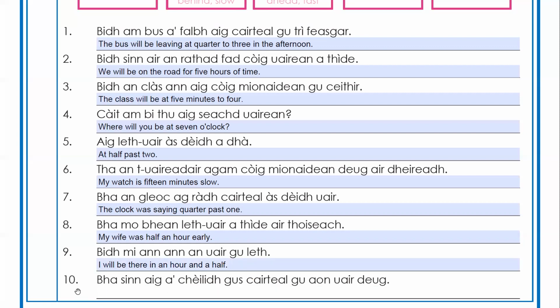Bha sinn aig a' chèilidh gu cairteal an dèidh aon uair deug. So bha sinn, we were, aig a' chèilidh, at the céilí, which is a Scottish dance. We don't need to really translate that. If you're in Scotland, certainly people will know what you're talking about if you say, I was at the céilí. Gu cairteal an dèidh aon uair deug: until is the first gu, cairteal, quarter, past, aon uair deug, 11 o'clock. So we were at the céilí until 11:15.